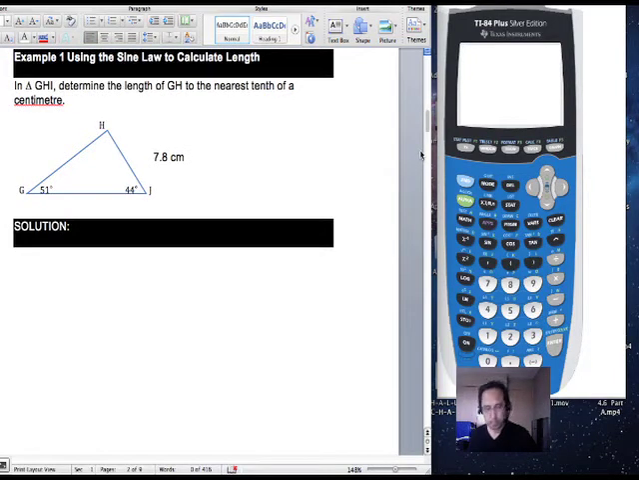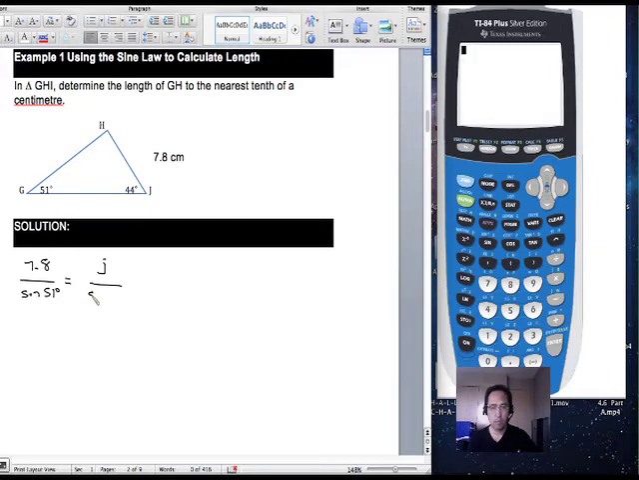Okay, so how do we use this to calculate length? Here we have a diagram, and the first thing you want to do is analyze, because we've got opposite pairs. We're looking for GH to the nearest tenth of a centimeter. We set this up so that we can use sine law because we have the opposite side. So we've got 7.8 over sine 51 is equal to, now we're looking for GH, which we can also call length segment j, over sine 44.